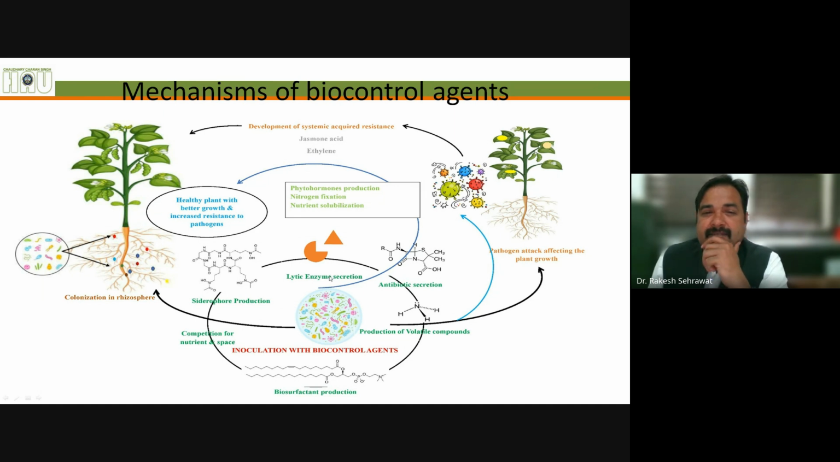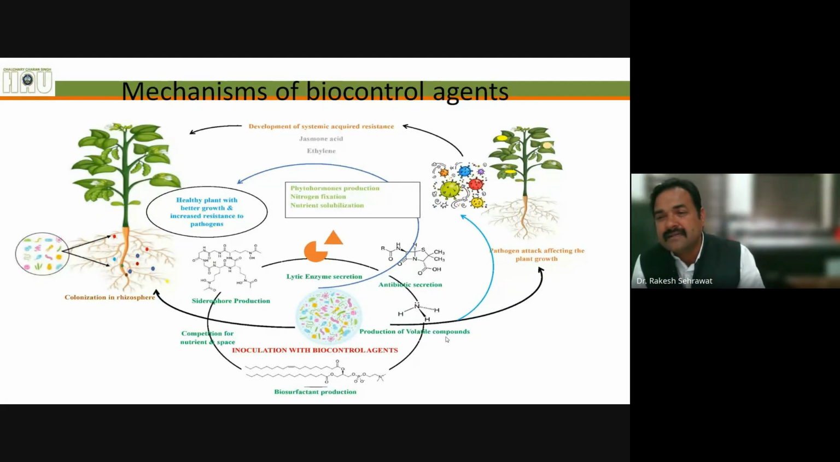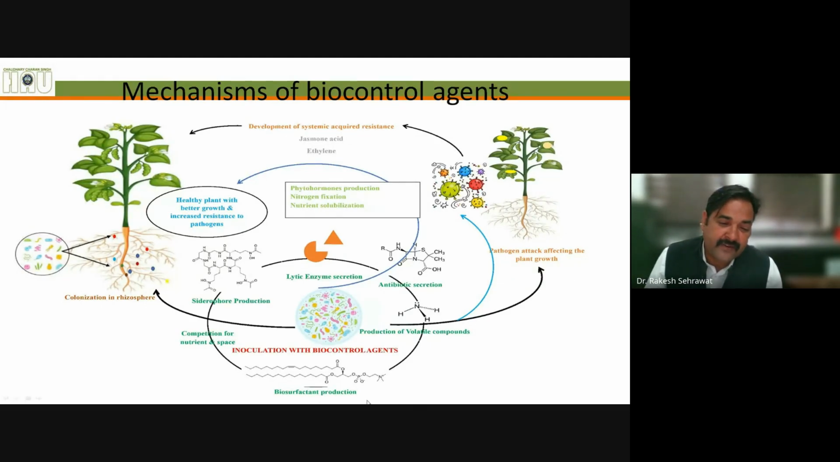For example, lytic enzymes are being secreted, and this will lyse the host pathogen's cell wall, or the pathogen's overall metabolic activities. Then antibiotic secretion is there. There are many microorganisms which are secreting antibiotics or antimicrobial compounds, which lowers down the pathogen population. Then production of volatile organic compounds, such as HCN and all these. And then the biosurfactants are there.